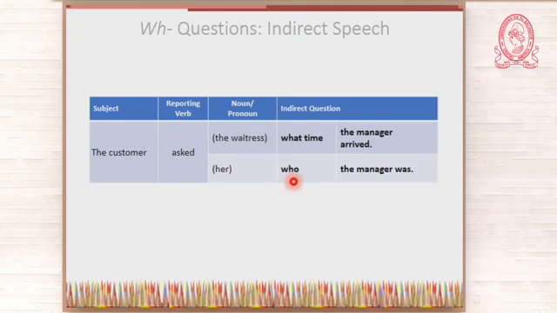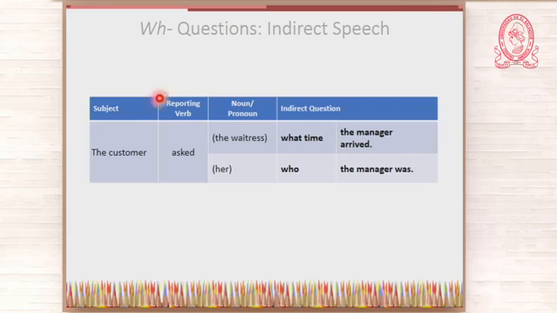So when we are dealing with WH questions in indirect speech, you begin the indirect question with the WH word. Okay? Now, let us see the whole sentence. The customer asked the waitress what time the manager arrived. Okay? Remember that this is not a question. That is why you don't have a question mark at the end. You are reporting the previous question.